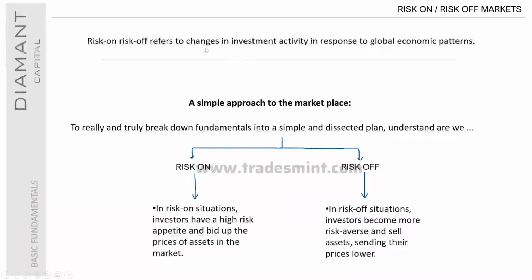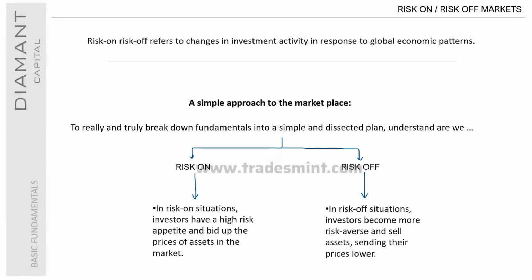So as I said, it refers to changes in investment activity in response to global economic patterns. It makes for a simple approach to the marketplace because it really and truly breaks down fundamentals in a simple and dissected plan. So you've got to understand two things. When you're in risk on situations, investors have a high risk appetite and bid up the prices of assets in the market. So when we talk about assets, which type of assets? Assets that are a lot more risky, that require a lot more productivity, a lot more economic activity as well, for example. So this might mean stocks go up at the time, more recently crypto, for example, as well.